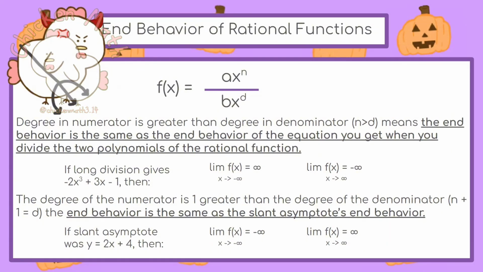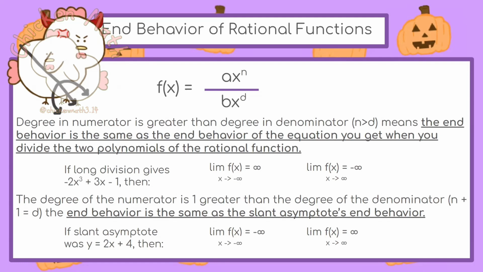So in this case, as the input values decrease without bound, f of x will increase without bound. And as the input values increase without bound, f of x will decrease without bound. So when the degree in the numerator is 1 greater than the degree in the denominator, we know that this would be a slant asymptote. So the end behavior of the function would be the same as the end behavior of the slant asymptote.